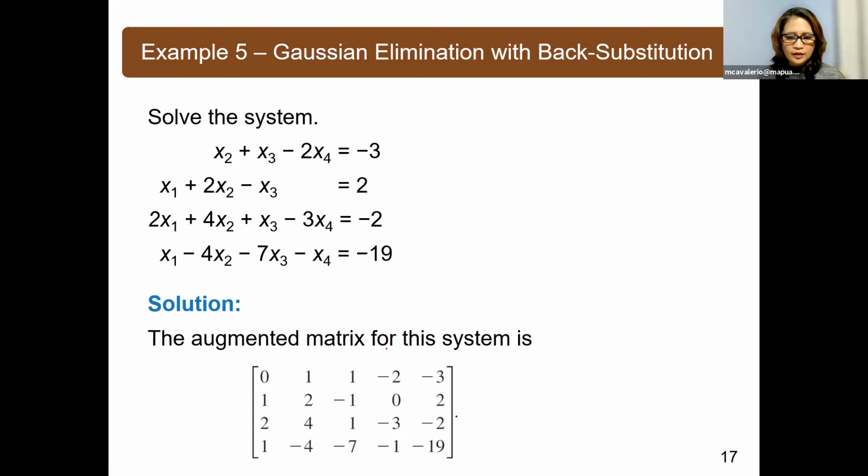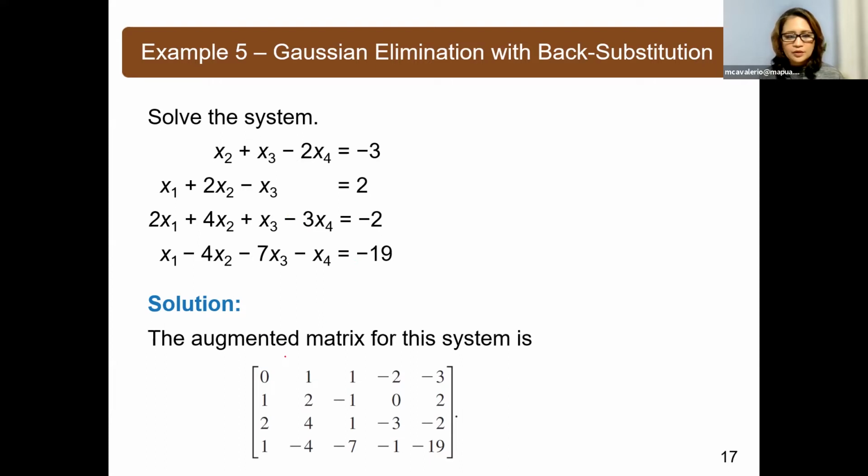And what else? For your third column, you have 1, negative 1, 1, and negative 7. And then you have negative 2, 0, negative 3, and negative 1. And finally, the last column being the constant terms. So again, in order to apply Gaussian elimination, we will be applying the 3 elementary row operations. That is, we can interchange rows, we can multiply a row by a constant, and we can also add a multiple of a row to another row.